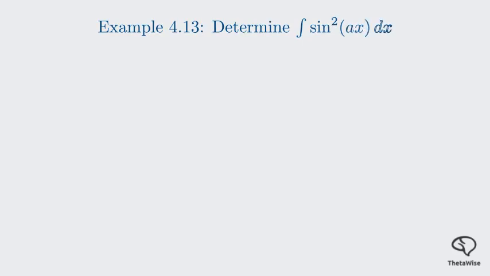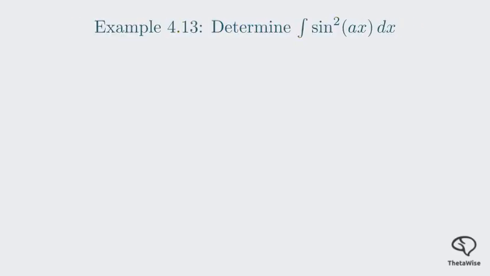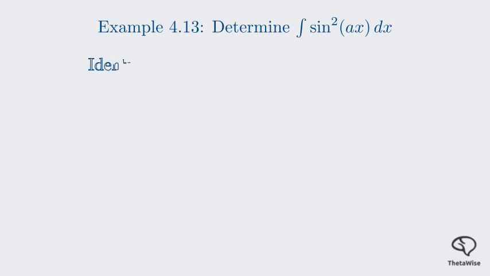Let's apply these identities with our first example. The problem is to determine the integral of sine squared of the quantity ax with respect to x. We can't integrate sine squared directly, so we must use an identity. Our goal is to rewrite sine squared of ax using the identity. The identity we need is sine squared theta equals 1/2 times 1 minus cosine 2 theta. Here, our theta is ax.